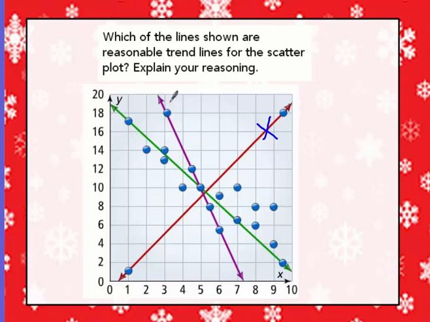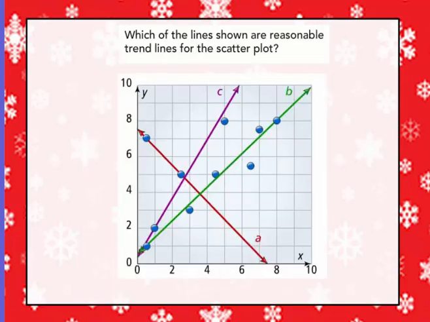So what about this one right here? Well, this one does hit more of the data points, but we have a lot of points over here that aren't accounted for. So the one that would probably be the best line would be the one that's going right here. That one would be the best trend line. It approximates the majority of that data. Okay, let's see if we can do another one.